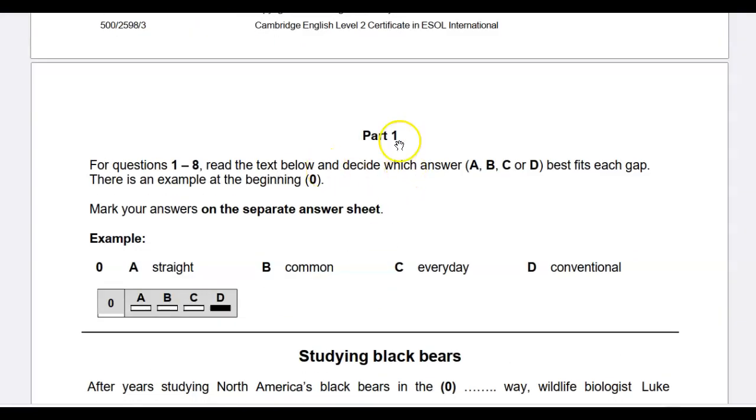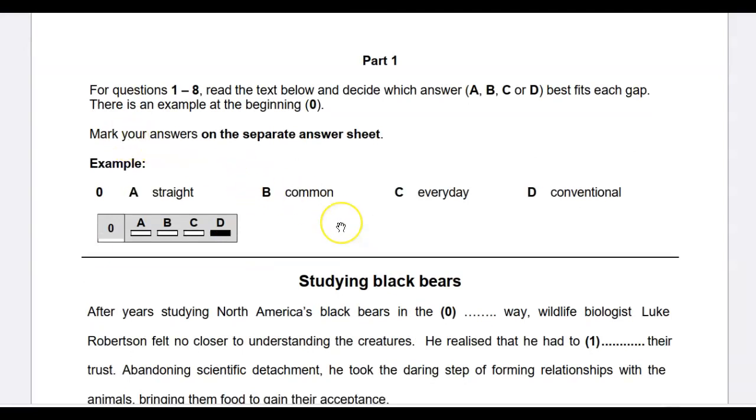Okay, so for part 1, for the questions 1 to 8, you are going to read the text below and decide which answer, either A, B, C, or D, best fits each gap. Here we have an example. You are going to mark your answers in a separate answer sheet. In this case, you need a sheet of paper or your workbook or notebook, and then you are going to write down number 1 and then the option that you consider is the correct one. Okay, here we have the example.